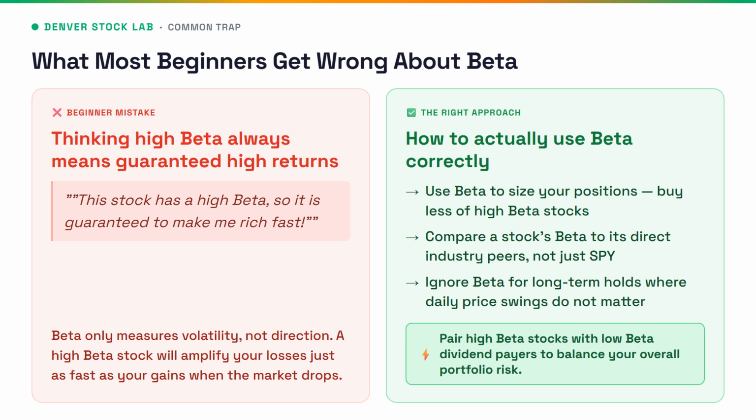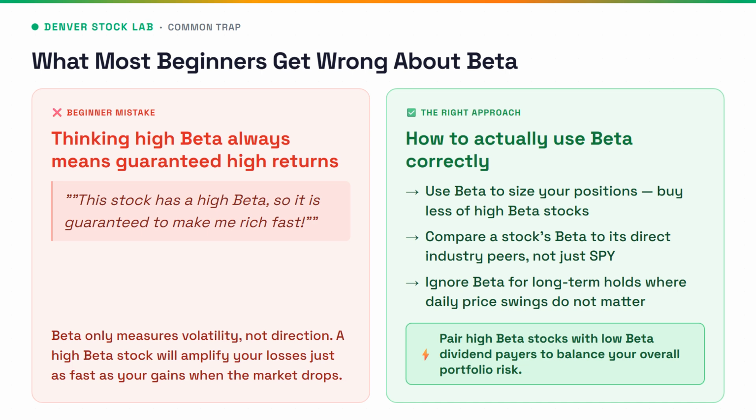Third, if you are a truly long-term investor who plans to hold a stock for 10, 15, or 20 years, you can actually ignore daily beta entirely. Over a decade, the daily price swings do not matter as long as the underlying business remains strong and profitable. Beta only measures historical price volatility. It does not measure the quality of the company's products, its management, or its balance sheet.